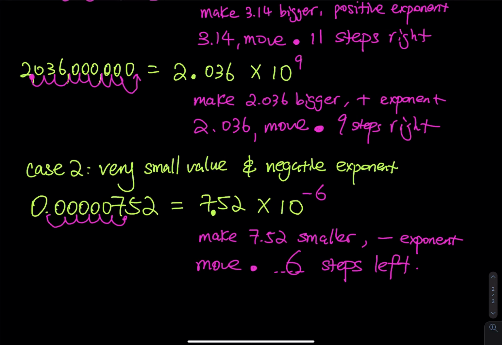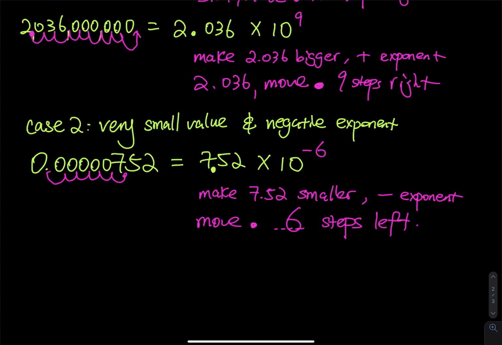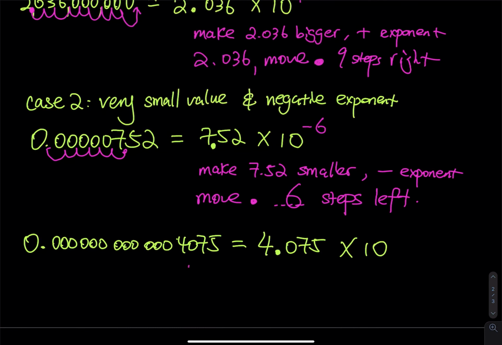Let's use an even longer number, and that number is very close to 0. So I am going to give you another number. So that is 0 point. Let's see. How about this? What's the mantissa? The mantissa is 4.075, right? That is between 1 and 10. There is no other option. And then you have to multiply by 10 raised to some power. So that means you are trying to make, let me use another color, 4.075 smaller. Therefore, you have to use a negative exponent.